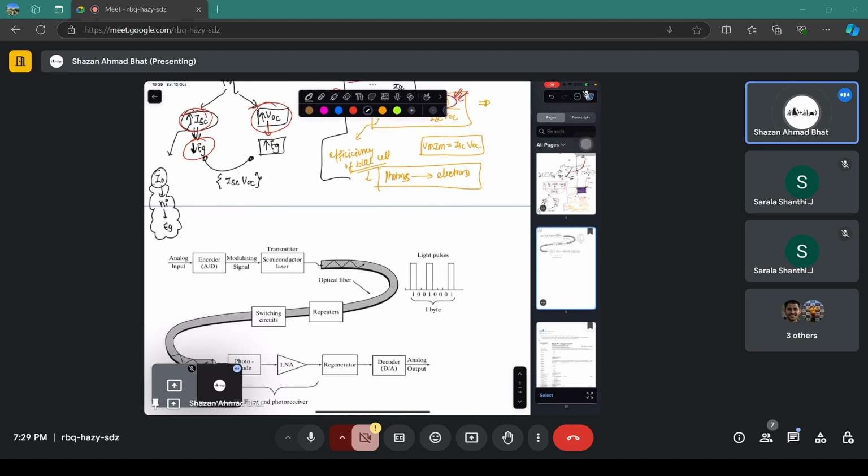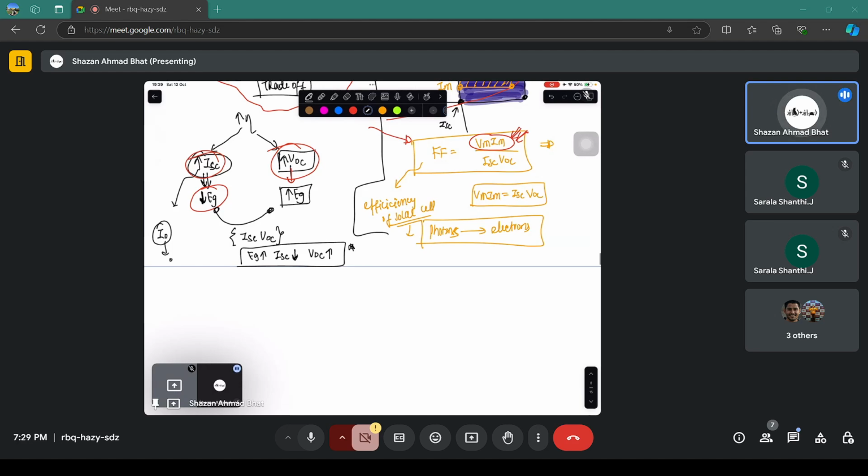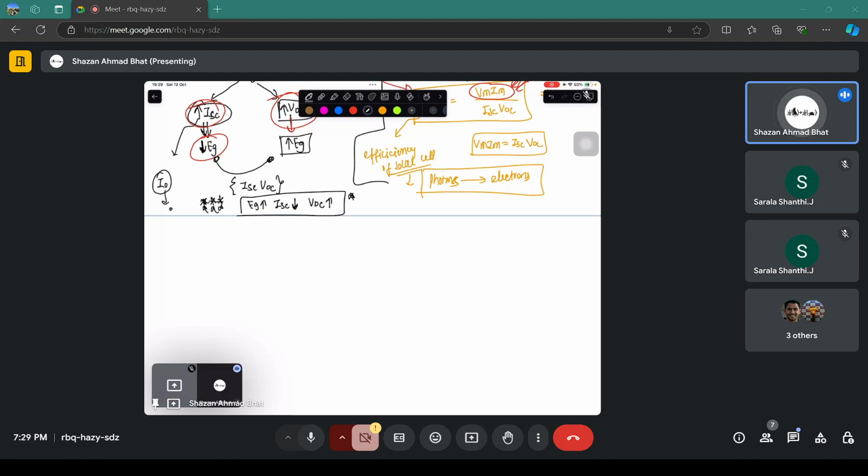Okay, but if band gap is increasing, ISC is reducing and VOC is increasing, and it's not going to do any good for us. So that's why there's always a trade-off. Whenever people design the solar cell, they design it in such a way that the solar cell efficiency is not limited by this particular trade-off. Okay, so there has to be some optimum energy gap value, which basically gives you the best ISC times VOC product, so that the efficiency is overall increased.